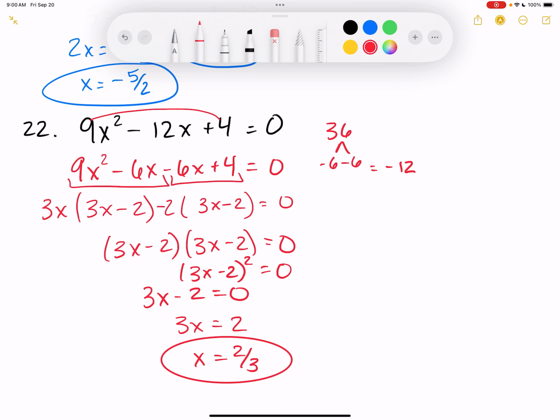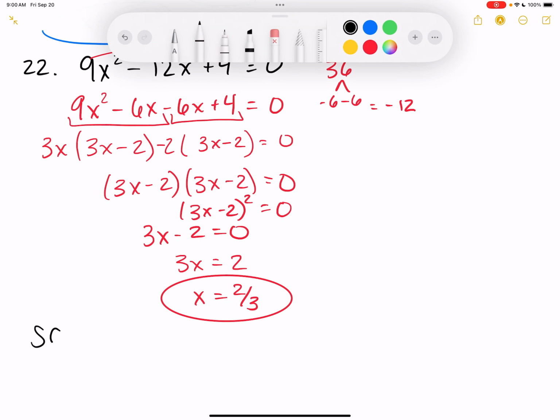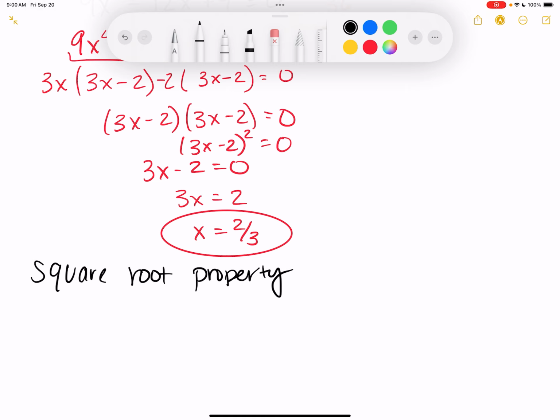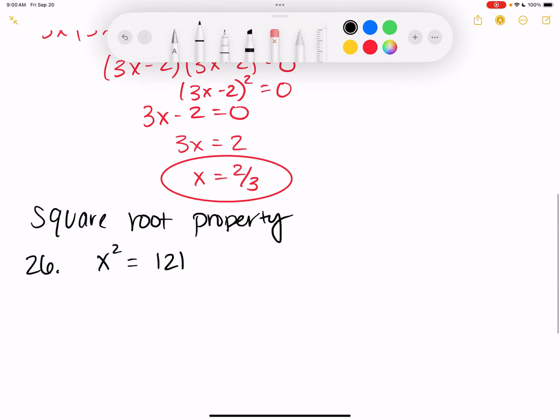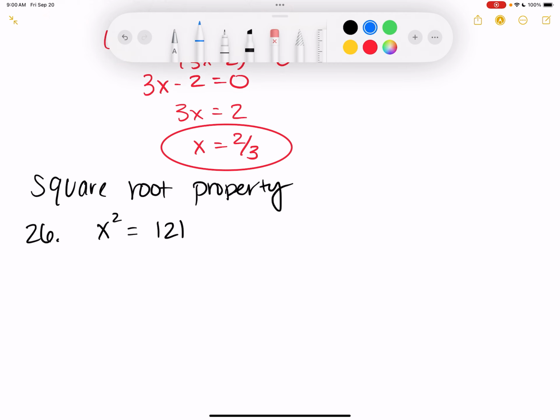Using the square root property now. I'm going to start with something easy. 26, x squared equals 121. So if I want x by itself, what do I have to do? Take the square root of both sides. What happens when I do this? It's 11, but how many answers do I get when I take a square root? 2, so it's plus or minus 11.